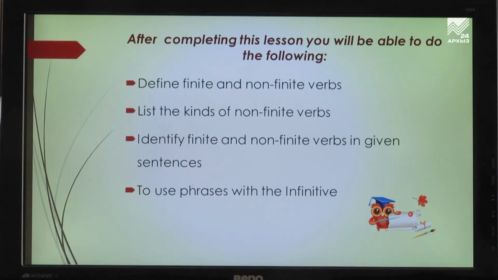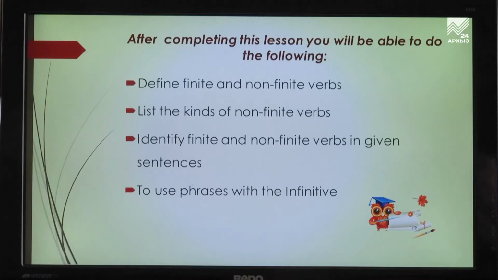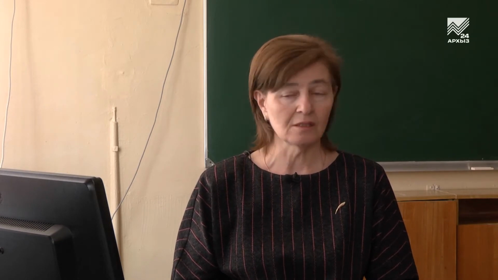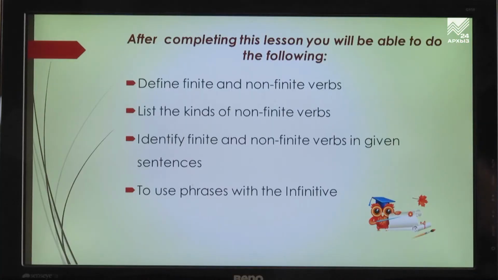After completing our lesson today, we will be able to do the following: to distinguish finite and non-finite forms of the verb, to list the kinds of non-finite verbs, to identify finite and non-finite verbs in the given sentences, and to use phrases with the infinitive.